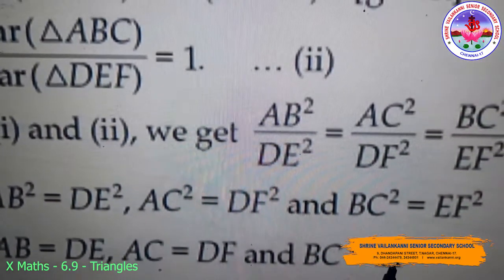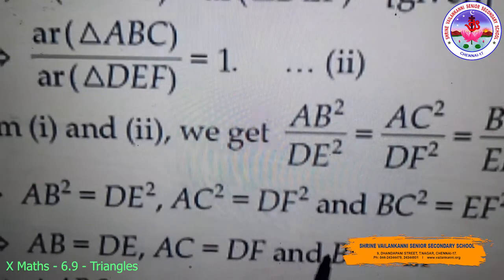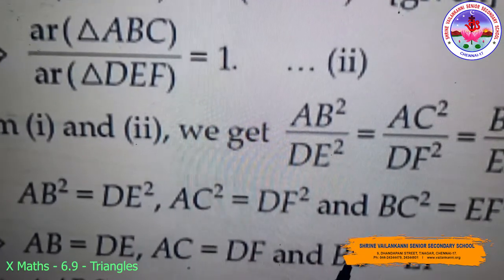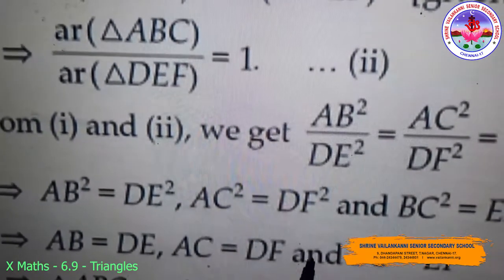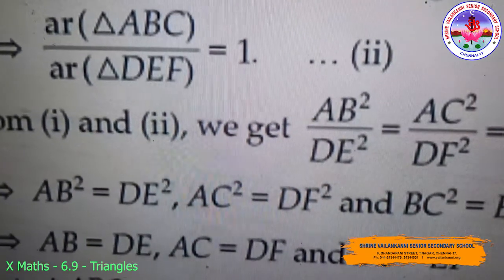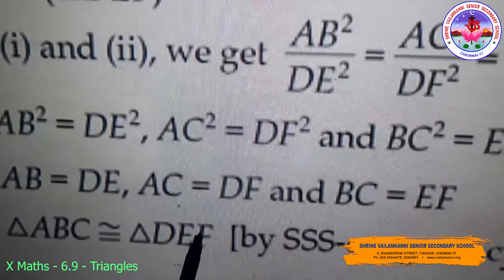So all these are the corresponding sides of the two triangles ABC and DEF. We find that all these sides are equal to each other. Thus by SSS congruence, triangle ABC is congruent to triangle DEF.